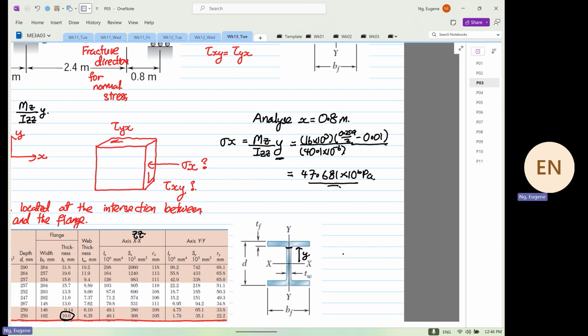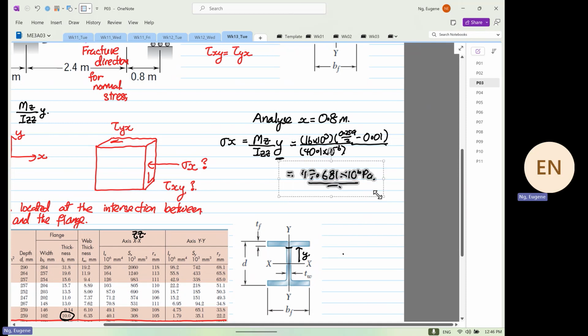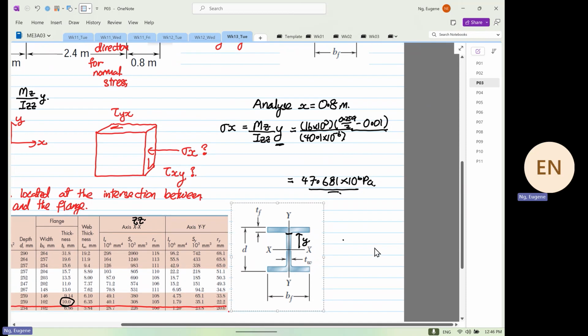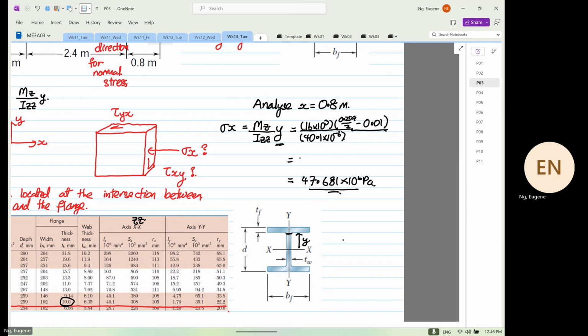I think the more important thing, I'm going to introduce another step, because it will help us a lot later on. So we know that this is equal to what? 16 times 10 to the power 3, and then we have 0.259 divided by 2 minus 0.01 divided by 40.1 times 10 to the power minus 6. So that value is 2.98 times 10 to the power 3, then times by 16 times 10 to the power 3. Okay, so this value is important because later on for the other positions, we no need to always calculate.